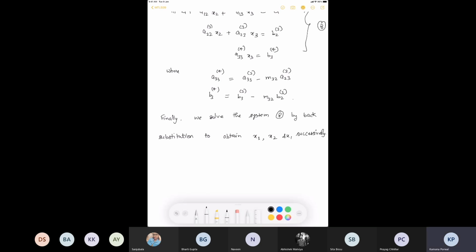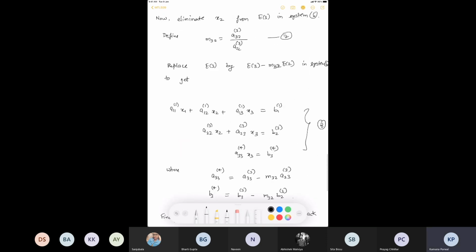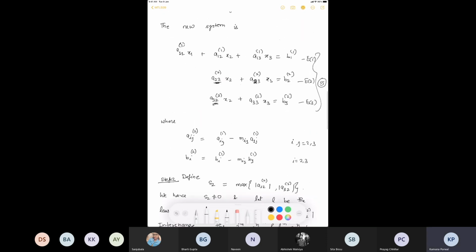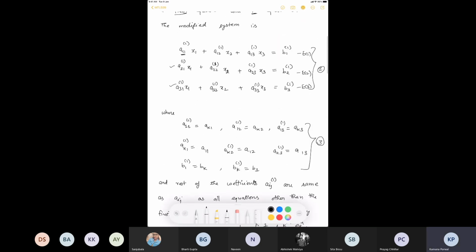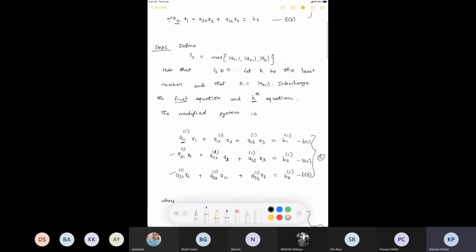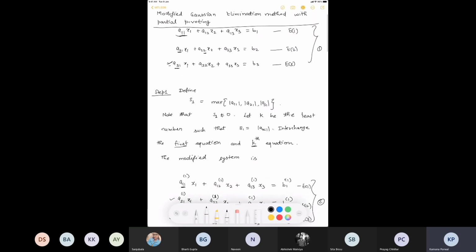Okay, so this is the Gauss elimination with partial pivoting. Here you can see that if you compare it with the Gauss elimination which we discussed in the last class, the only thing I'm doing is interchanging certain rows so that I have the largest coefficient as the pivot element.